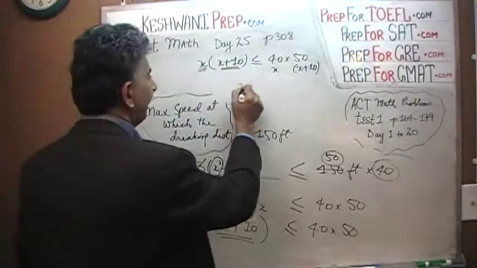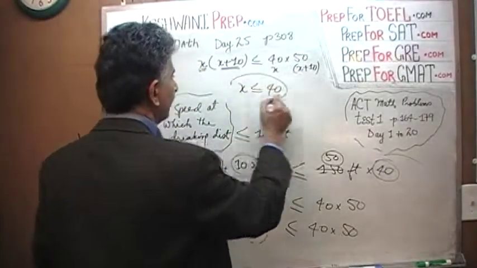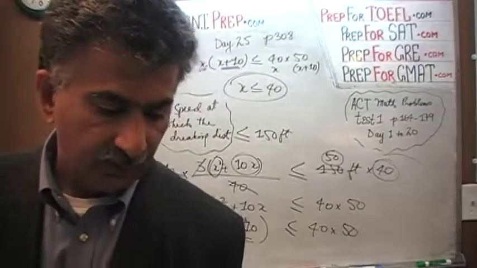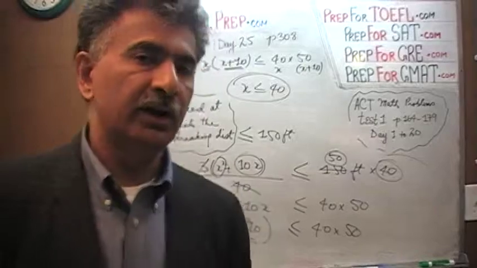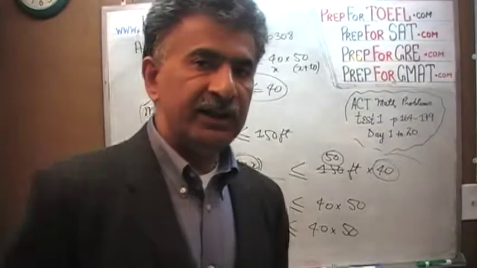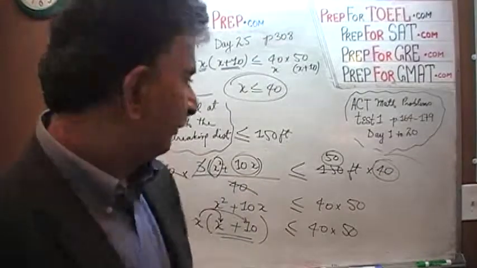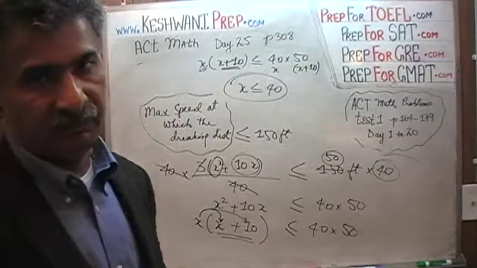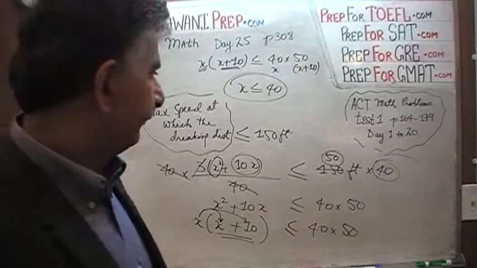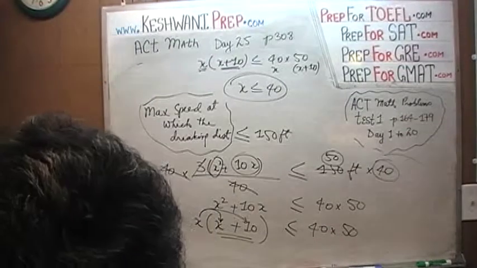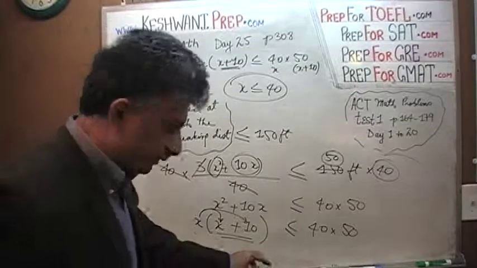That's it, which means x has to be less than or equal to 40. The speed at which you can drive the car has to be less than or equal to 40. You cannot drive anything more than 40 miles per hour if you want to make sure that the braking distance is at least 150 feet. Do you understand? That's it. We're done.